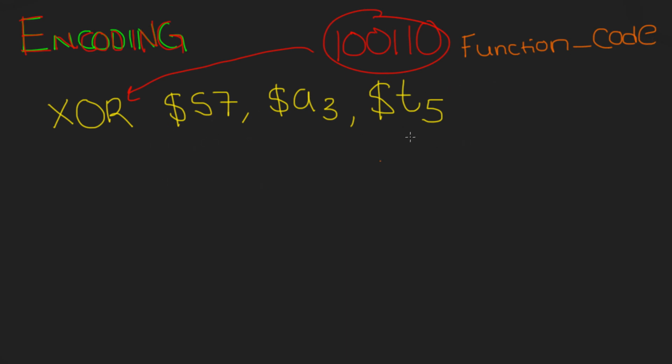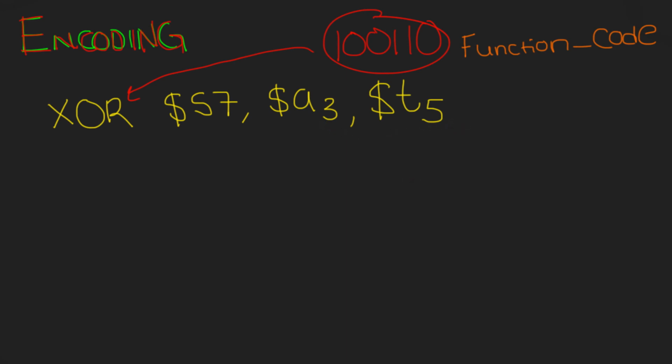Now we need to look at these remaining values. We know the opcode already. We know the opcode is 0. We know the function code is this value. Now we need to find the binary equivalents for the S7 register, the A3 register, and the T5 register.